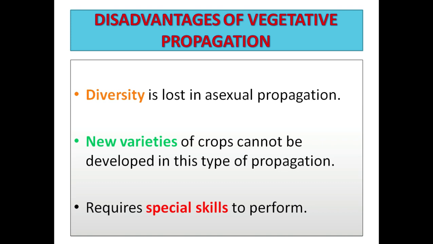Let's look at the disadvantages of vegetative propagation. These are the bad things about it. One, diversity is lost in asexual reproduction. So you should not practice this method all the time, because if you do, you will lose diversity, variation, and the chance of developing a new variety. Number two, new varieties of crops cannot be developed in this type of propagation.